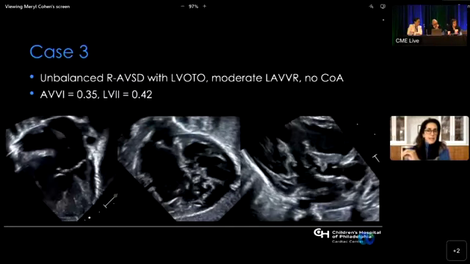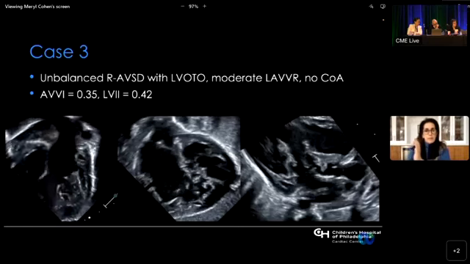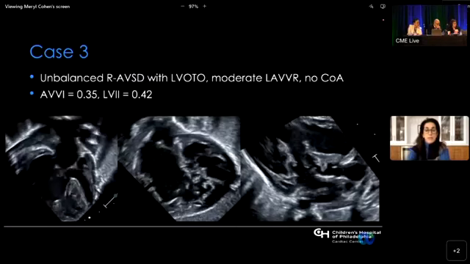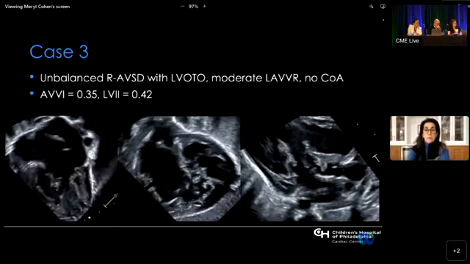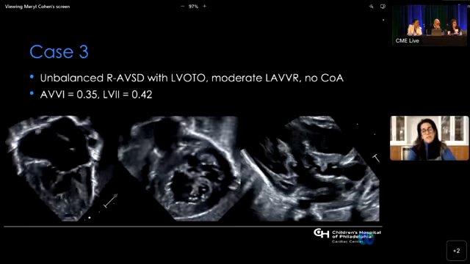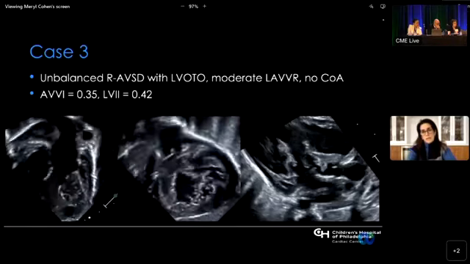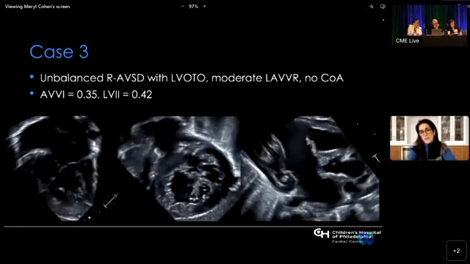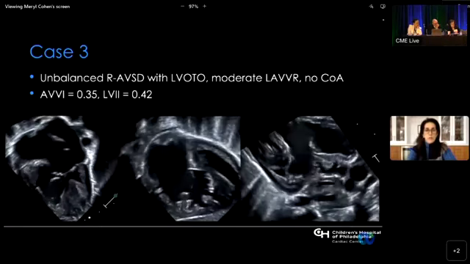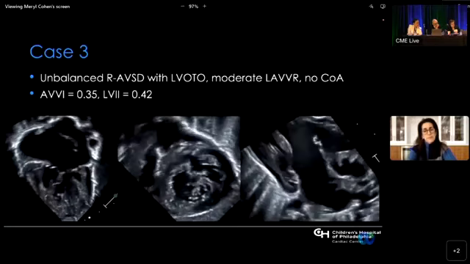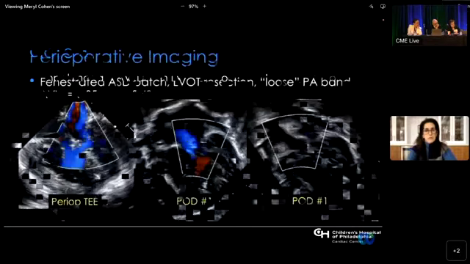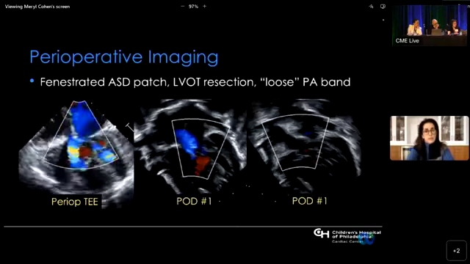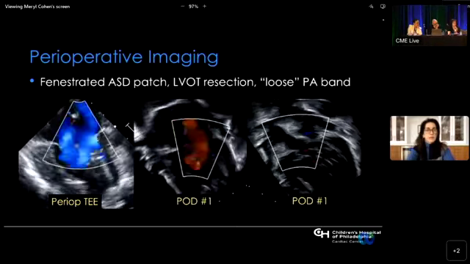And this last case I'll leave you with, again, unbalanced AV canal, AVVI 0.35. The index was very narrow, but this family was very motivated to have a 2-ventricle repair. Look at this left ventricular outflow tract. There's AV valve tissue in the way there, and it's also very, very small. There was no coarctation, however. And because this family was quite motivated, we did the fenestrated ASD patch. We resected the LVOT and put on a loose band.